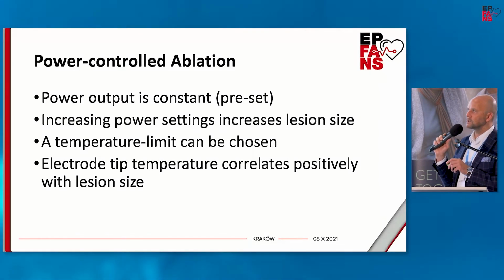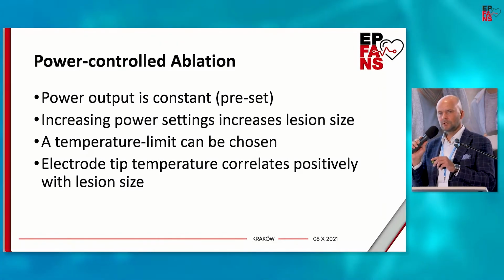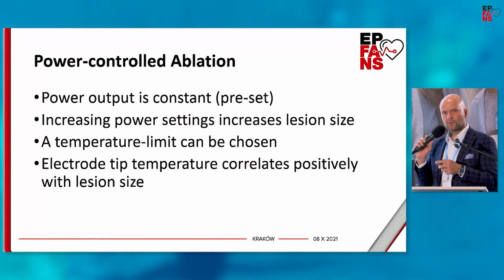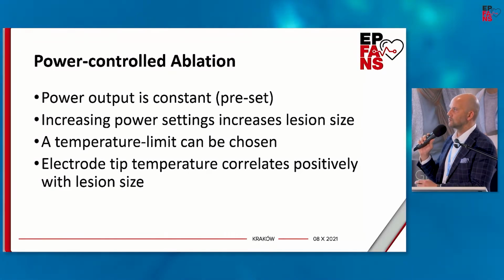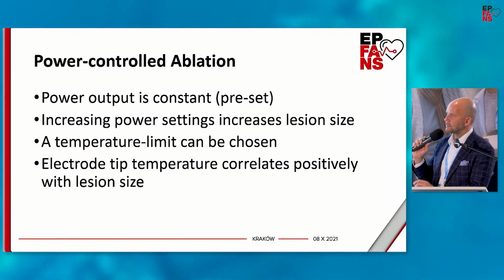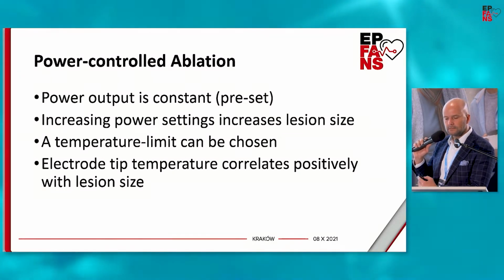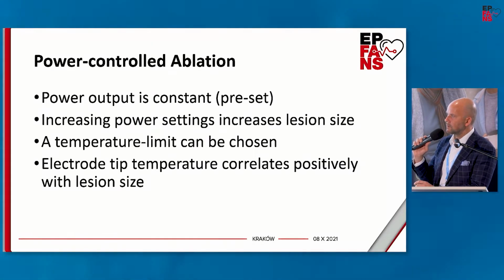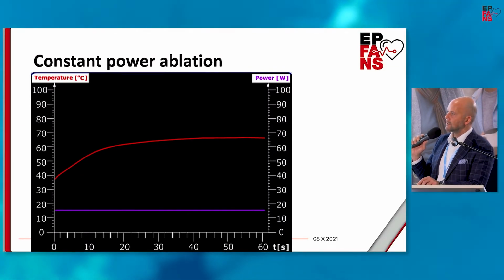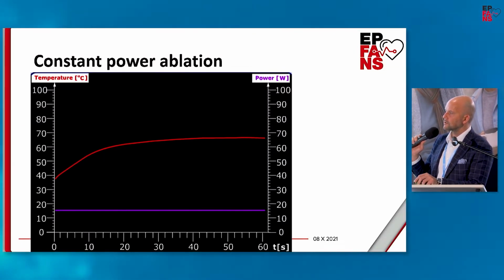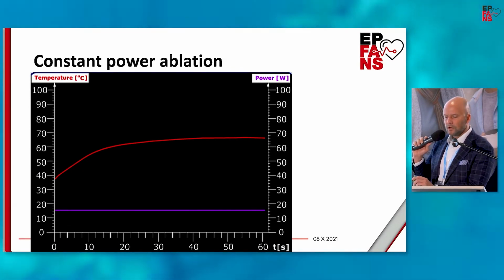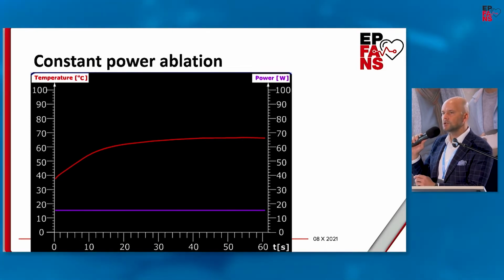In the power controlled mode, the temperature cutoff limit is set for safety reasons. In fact, the temperature is not controlled in this mode. The generator delivers preset power as long as the temperature limit is not reached, and the tip temperature correlates positively with lesion size. In this ablation mode, the fixed power is being delivered with gradual temperature increase. If the temperature limit is reached, ablation will be interrupted immediately.